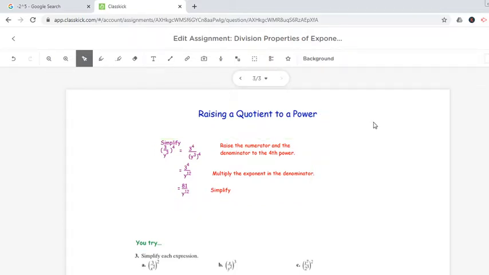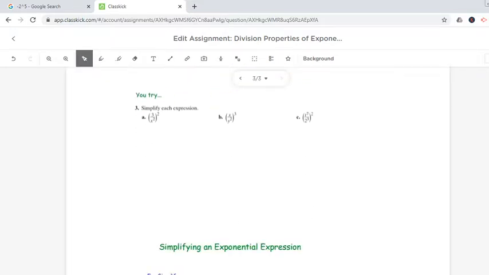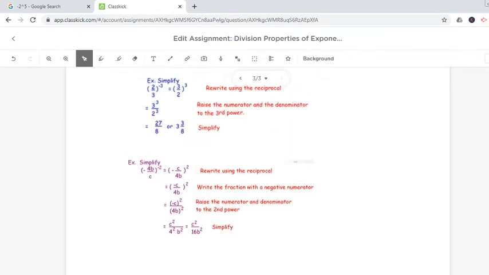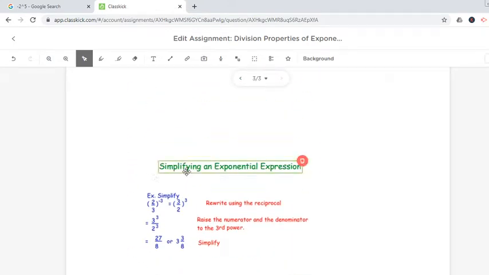Okay, so we have the last video for this algebra series. And today we will cover raising a quotient to a power. And we will also simplify an exponential expression.